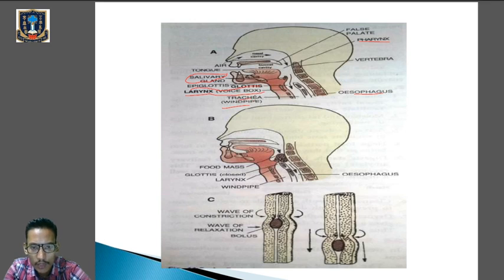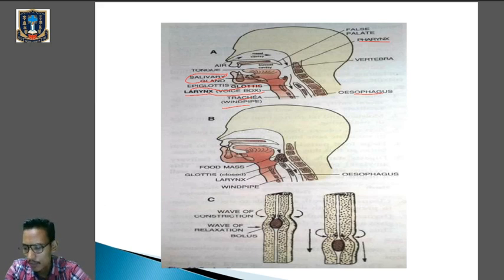The bolus that we eat, or the food that we eat, must be prevented from entering into the trachea or the windpipe or into the larynx. Remember very carefully, the food that we eat must be prevented from entering into the windpipe or into the voice box. By chance if the food particles enter into the larynx, then it can lead to suffocation. That's called choking.